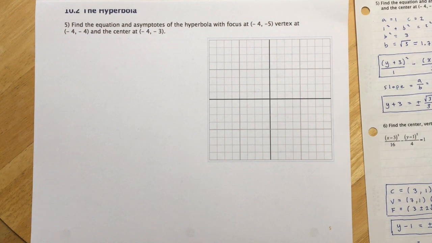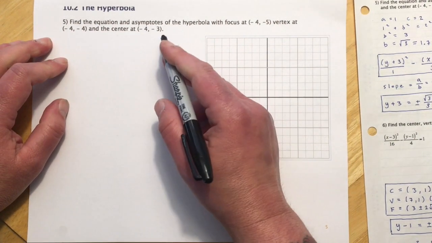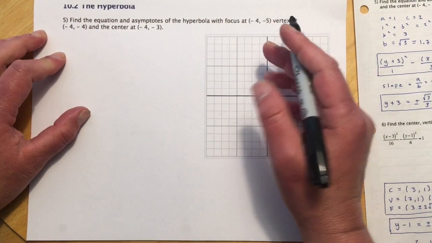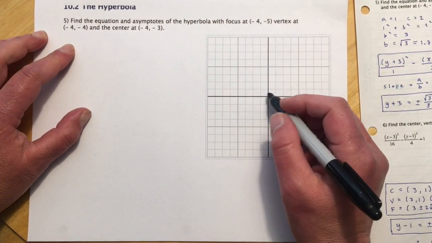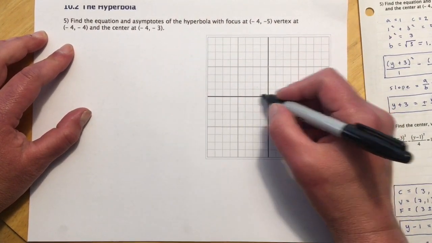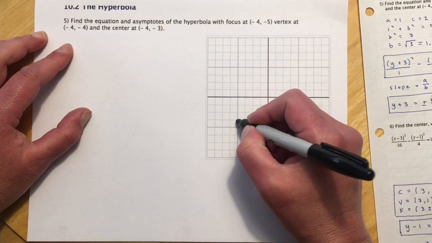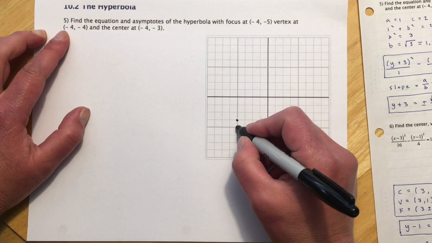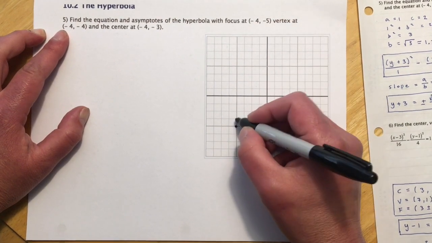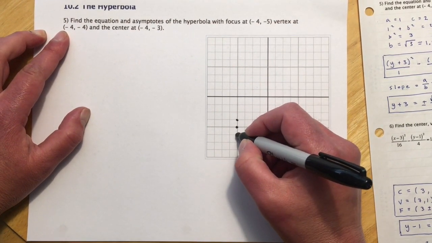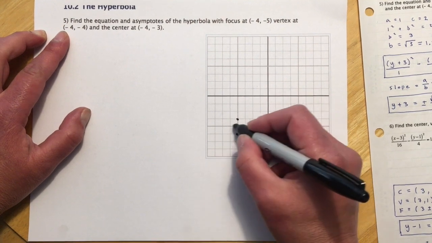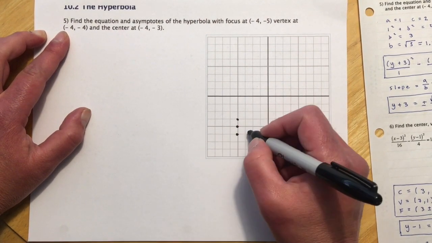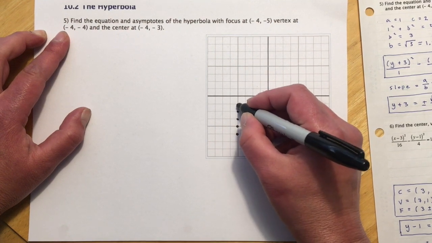Okay, 10.2, the hyperbola. So this is given the stuff, find the equation. So again, we'll graph it, kind of see where we end up. Center is at -4, -3, so x is -4, y is -3. We have a vertex at -4, -4, and a focus at -4, -5. So remember, the hyperbola kind of eats the focus, so this would be the bottom half, and we'd have matching points up there.